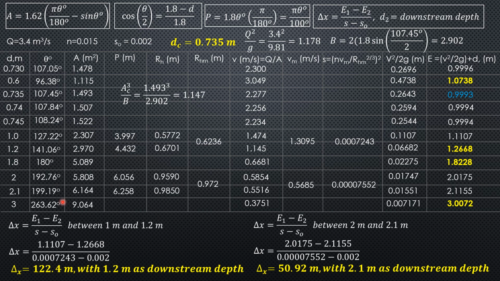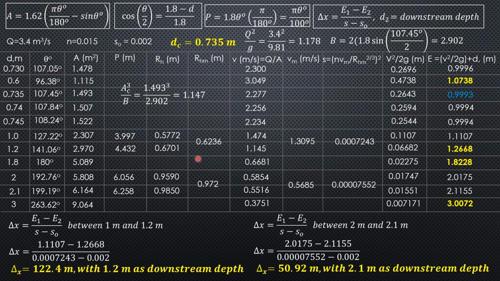So 2.1 as downstream depth. So delta x is 2.0175 minus 2.1155 over 0.00007552 minus 0.002. So the answer is still positive, 50.92 with 2.1 meter as downstream depth.